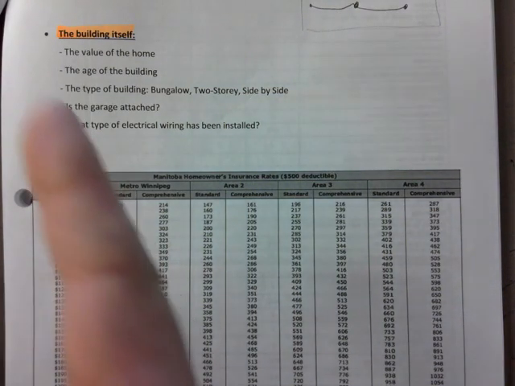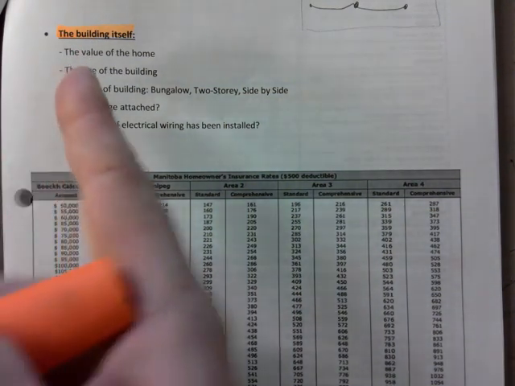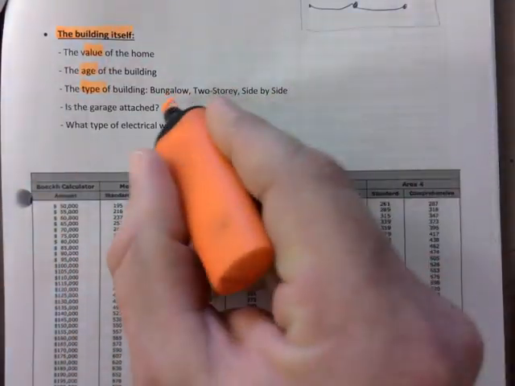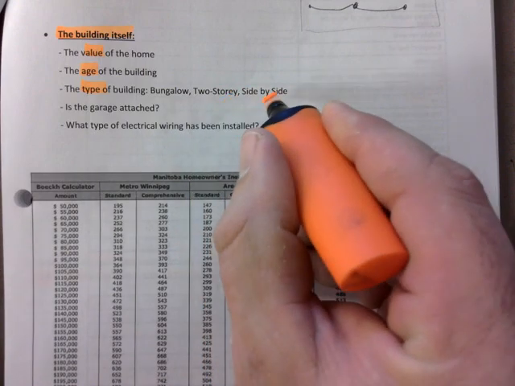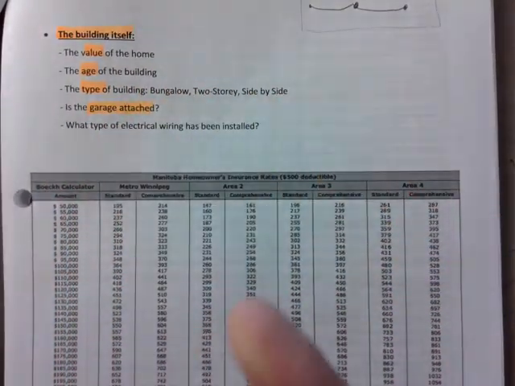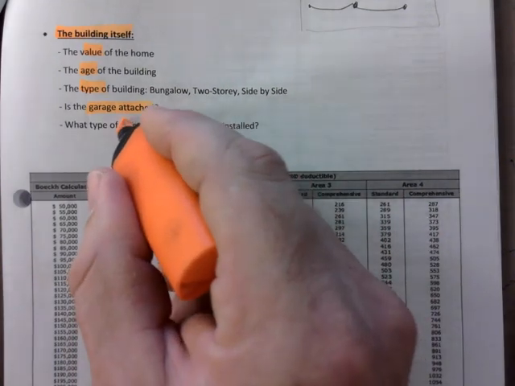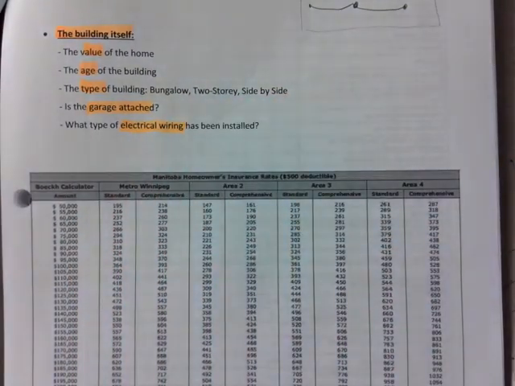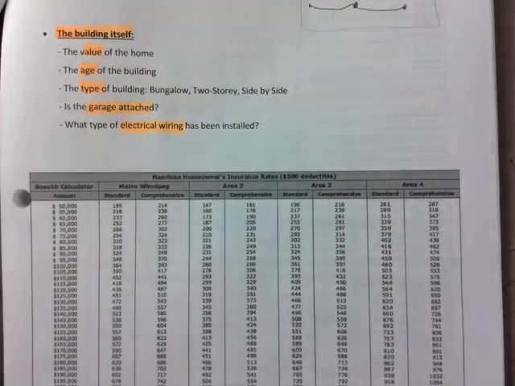You pay less. The building itself: the value, the age, the type of building. Is it a bungalow? Is it a two-story? Is it a side-by-side? Is the garage attached or is it detached? What type of electrical wiring has been installed? All of those things. I basically gave you a buffet to choose from. If you just remember a couple, you're going to be all right.